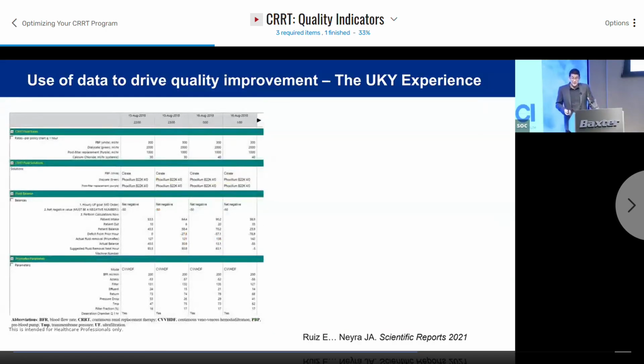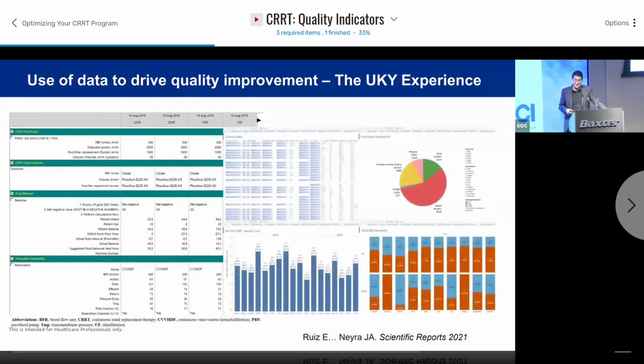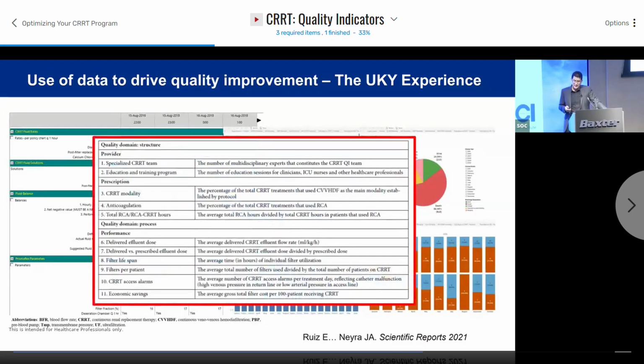Now, this is the flow sheet we created, and this was multiple brainstorming sessions to create this flow sheet and the calculations until we thought that we got it right. This is just a screenshot of some of the reports we get with utilization, and we use some Tableau service to create these reports. And these are the quality indicators that we decided to track, based on this structure that the Delphi process delivered, that was the process, outcome, and structure of the program.